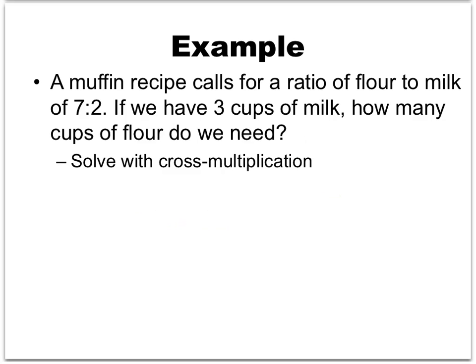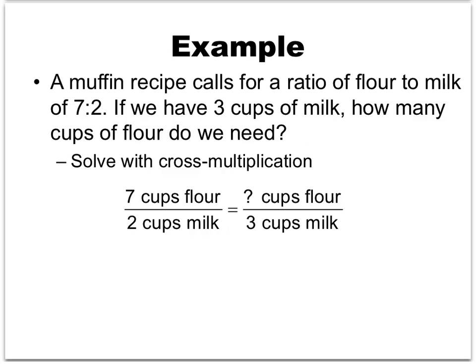So now let's go back to this same example and let's solve it with cross multiplication. So to set up a cross multiplication problem, we're going to set up 2 fractions that are equal. And this first fraction on the left is our original ratio of 7:2 in the form of a fraction. And then on the right, we're going to put our cups of flour on top and our cups of milk on the bottom. In this case, we're given 3 cups of milk, so we're going to put 3 in the bottom. And we don't know the cups of flour, so we're going to put a question mark there in that numerator. And so we're going to set these 2 fractions equal to each other.